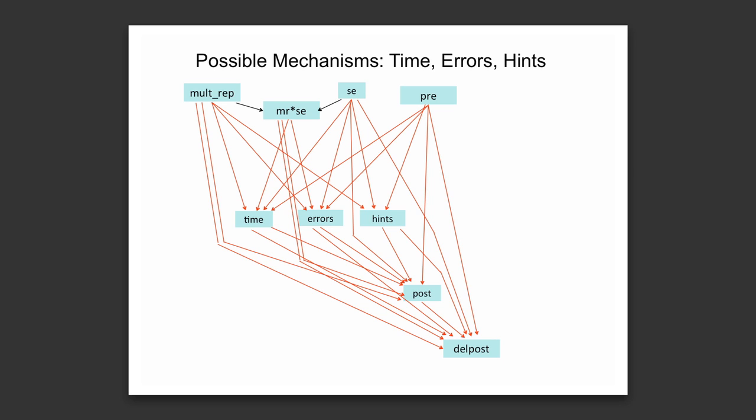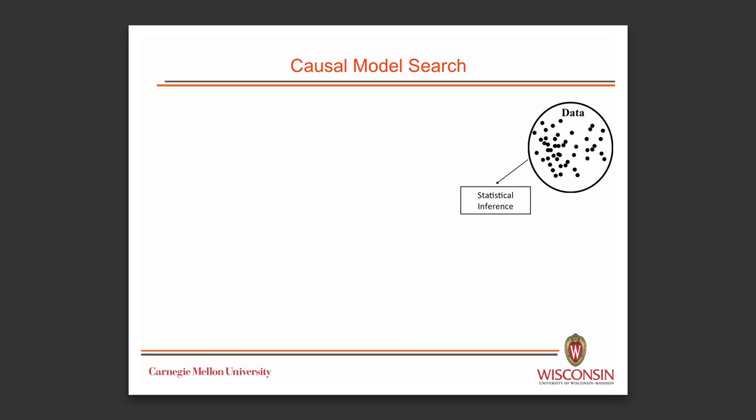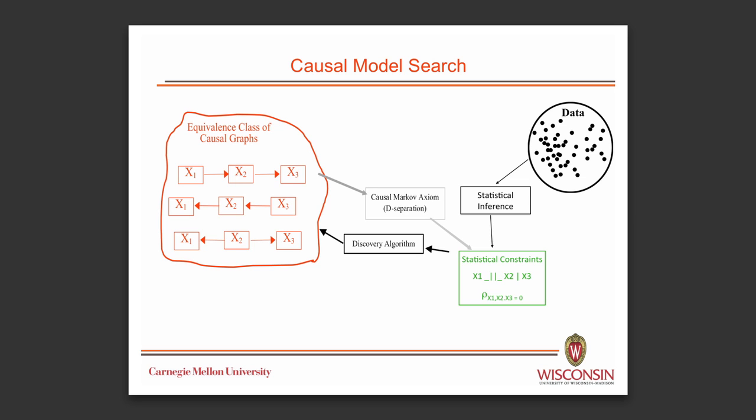The problem is there's trillions of possible models that can explain the patterns you see in the data. Luckily, we've seen some algorithms developed lately that will actually search this space and come up with a small set of models that are plausible, cohere with your background knowledge, and explain what you see in the data.